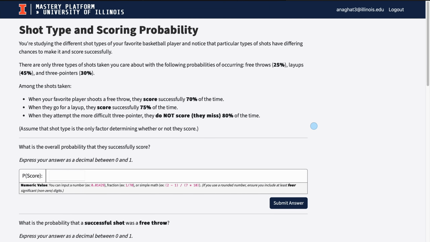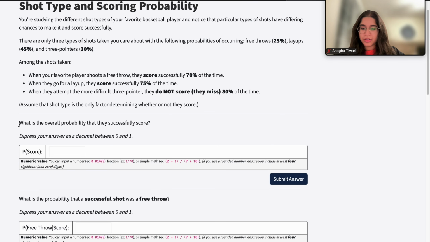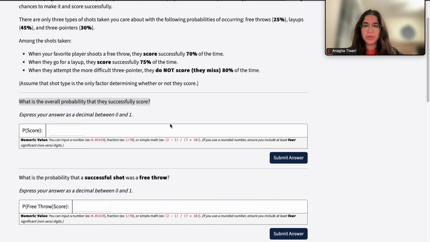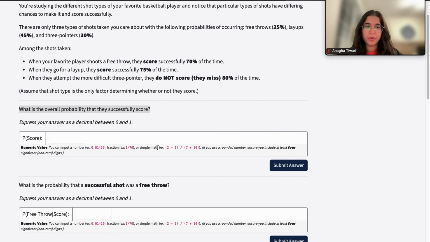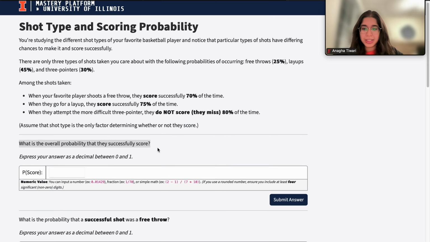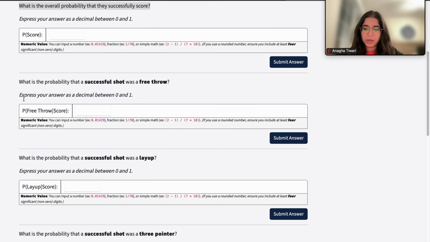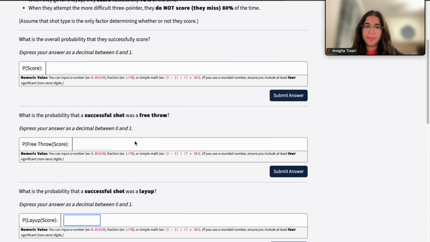The first question we're dealing with is: what is the overall probability that the player successfully scores? There are different ways of solving this, and since we have a lot of questions to get through, I believe the easier approach is forming a table where we can map out all of the probabilities, so that other questions, such as those involving conditional statements, are easier to do when we have all the probabilities nicely displayed on the table.